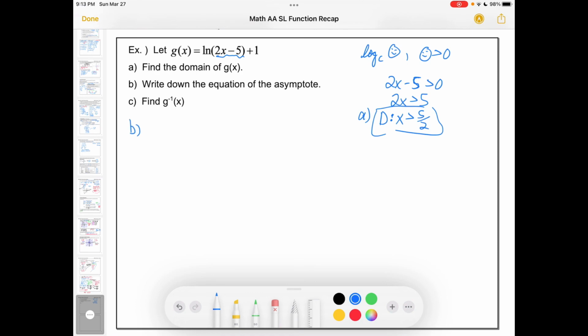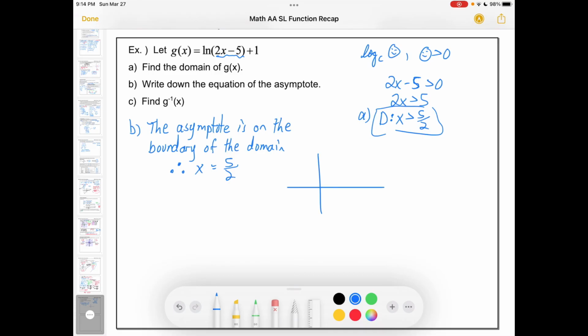Write down the equation of the asymptote. The asymptote is on the boundary of the domain. Therefore, the equation of the asymptote is just going to be x equals 5 over 2. This graph will basically look like this. Here's 5 over 2, or 2.5, and it's going to be some kind of curve that comes up like this. I haven't put where the axis intercept is correctly, but that's the general look of it.